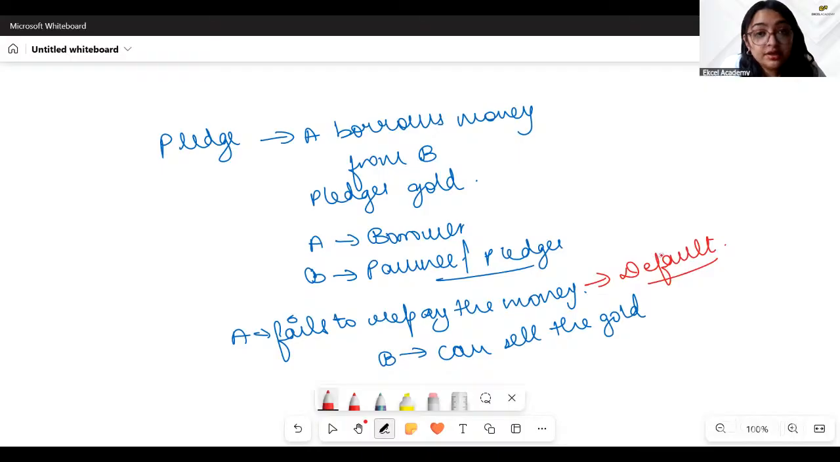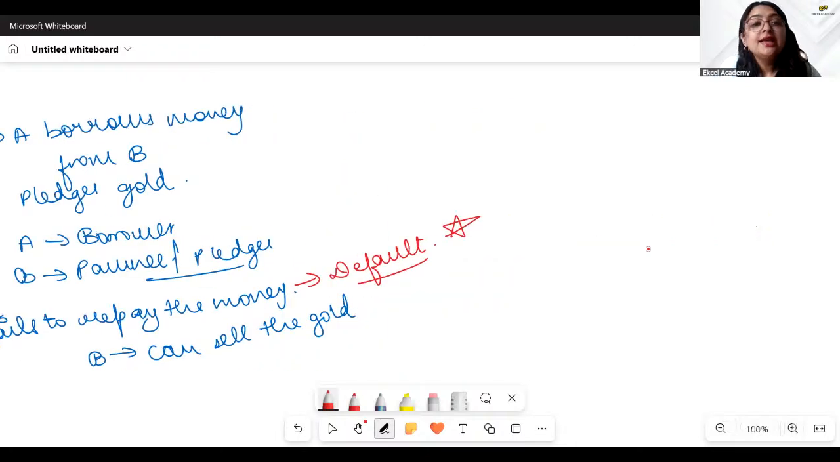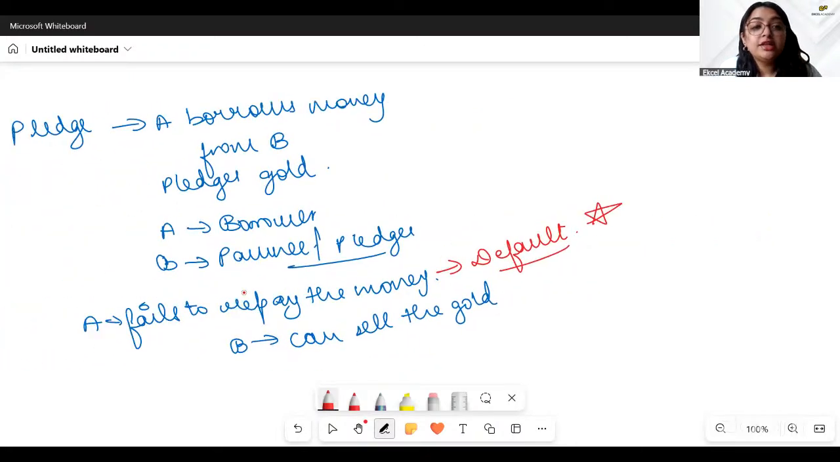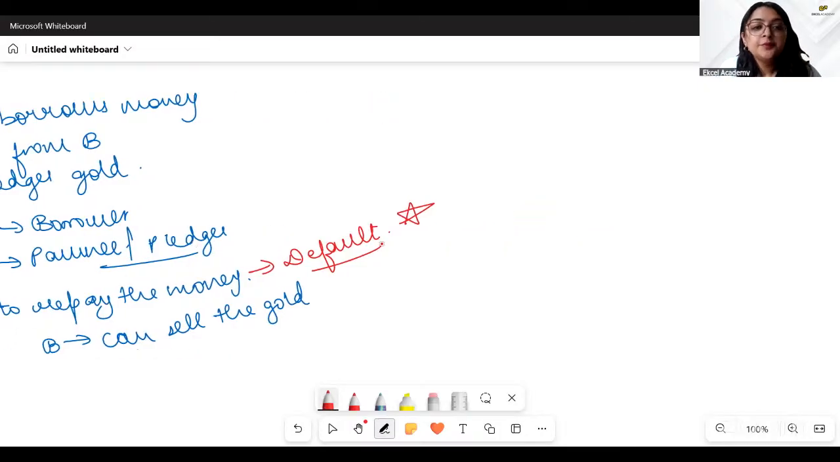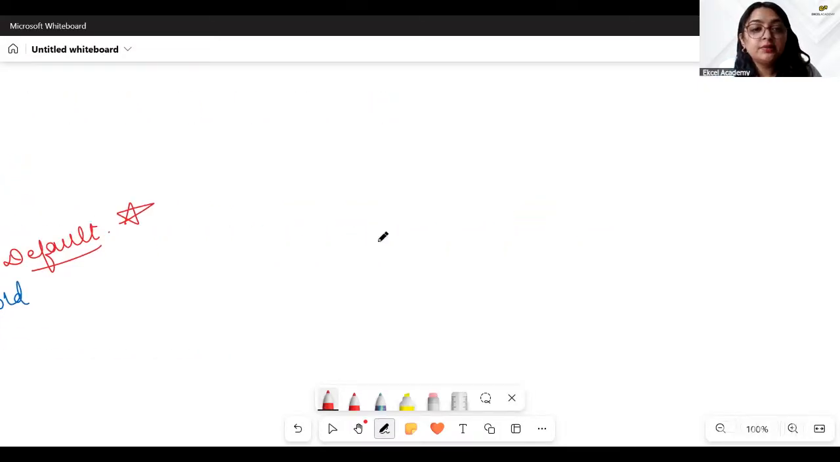And when has he not returned it? On the agreed time period. Let's say the gold was pledged for a period of 12 months; at the end of the 12 months you have not returned the money, then it's a default. The pledgee cannot go ahead in the middle of those 12 months and sell it. It is very important that only on default the pledgee can actually sell the gold. Does it make the pledgee the owner? No, but does it allow the pledgee to sell it? Yes.